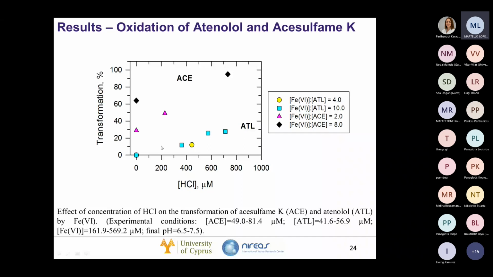And in the case of Atenolol, iron 6 alone, without any activation, basically did not really react with Atenolol. But by activating iron 6 using some amount of acid, we could have some removal around 30%. And what was interesting is that the enhancement in ACE was around 30%, 35%, and also for Atenolol this enhancement was around 30%.